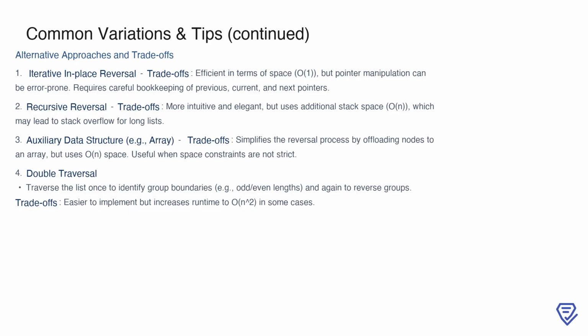Another option involves using an auxiliary data structure, such as an array. This approach simplifies the reversal process by offloading the nodes to an external container, but it adds an O(n) space requirement. It's a good choice when space constraints are lenient. Lastly, a double traversal approach can be used. In this method, the list is traversed once to identify group boundaries, such as odd or even lengths, and then a second time to reverse the groups. While this can make the implementation easier, it can lead to increased runtime complexity, potentially reaching n squared in certain cases. Each approach has its strengths and weaknesses, so it's important to choose based on the problem constraints and requirements.